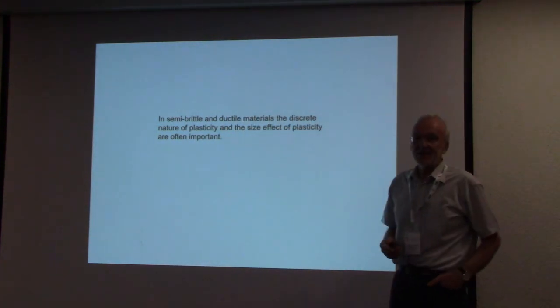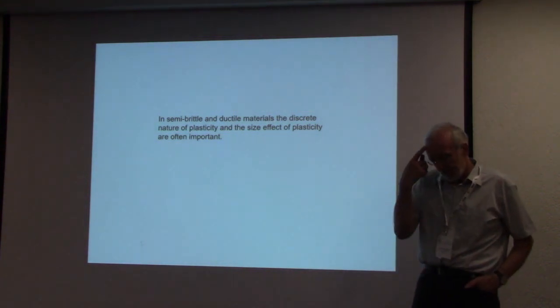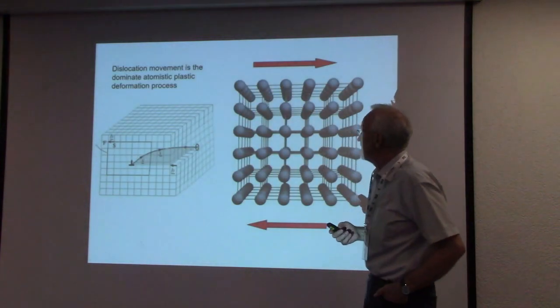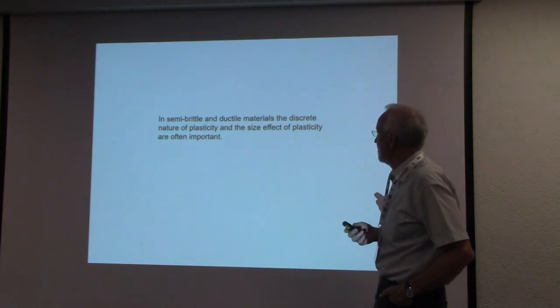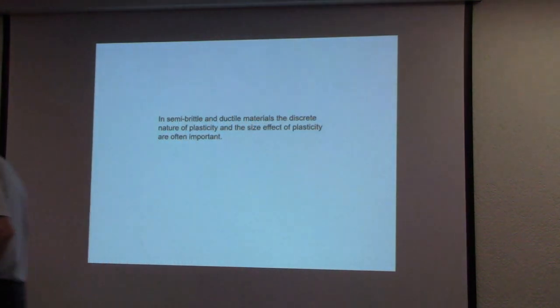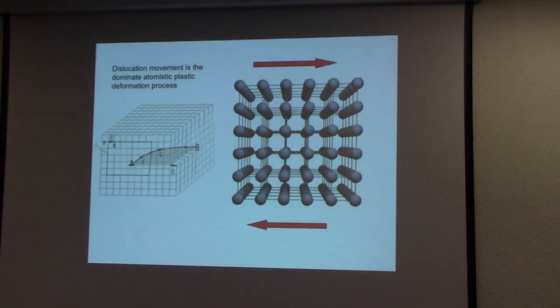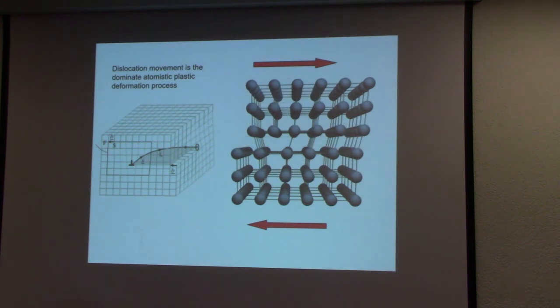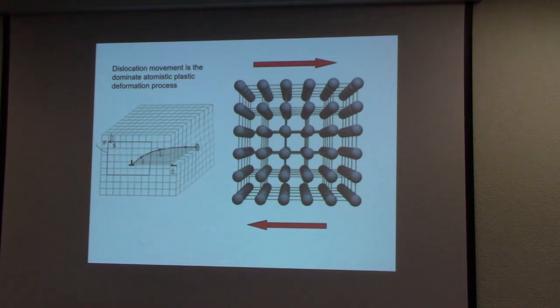In order to understand this size dependence of plasticity, it is important to look at the real deformation process. The most important is dislocation motion, and since you're mechanical engineers and maybe also civil engineers, you are not so familiar. In order to give a very short introduction to this area, I will try to show what happens when you plastically deform a metal.